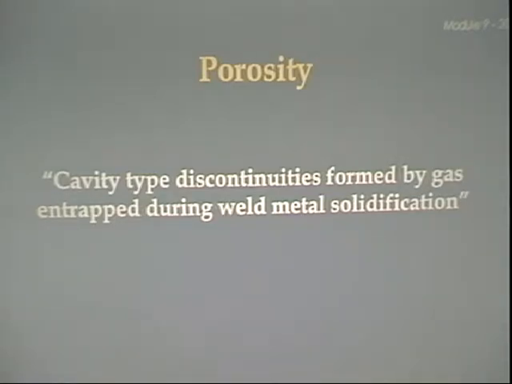It says, AWS A3.0 defines porosity as a cavity-type discontinuity formed by gas entrapment during solidification. Therefore, we can think of porosity as being voids or gas pockets within the solidified weld metal. Due to its characteristically spherical shape, porosity is normally considered to be the least detrimental discontinuity. Bullet, underline it, least detrimental discontinuity.